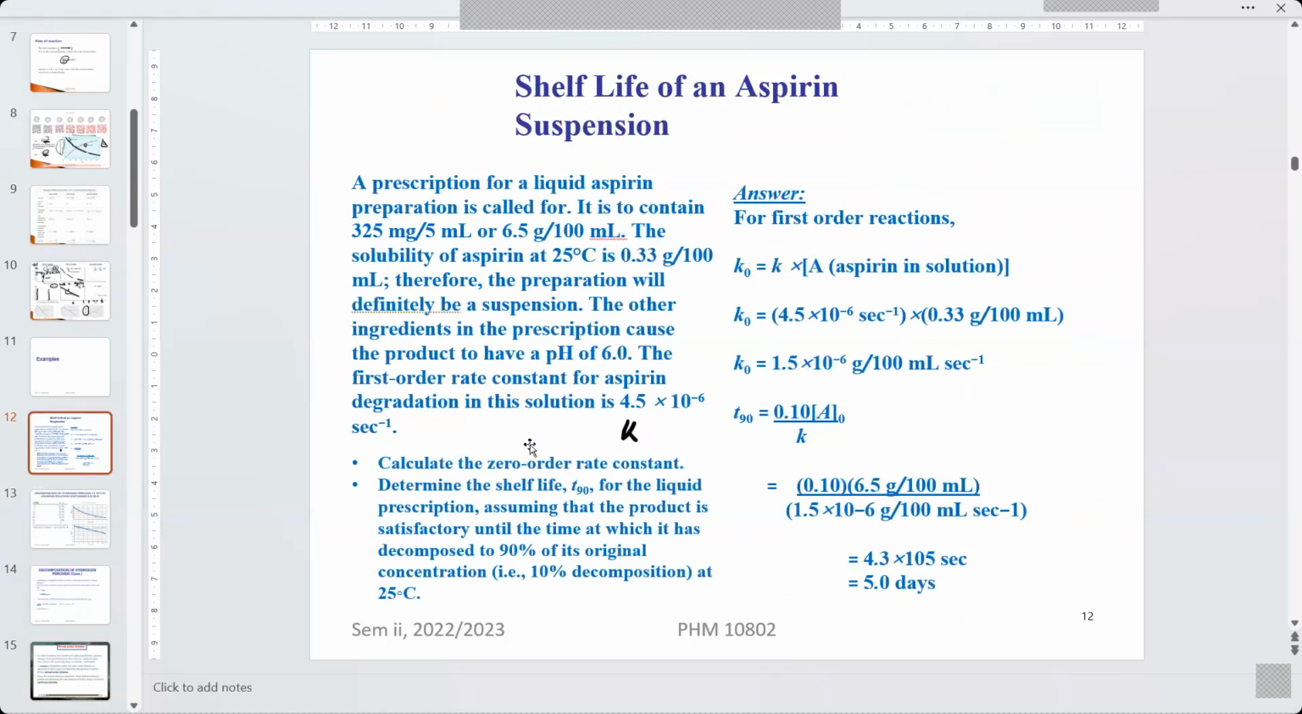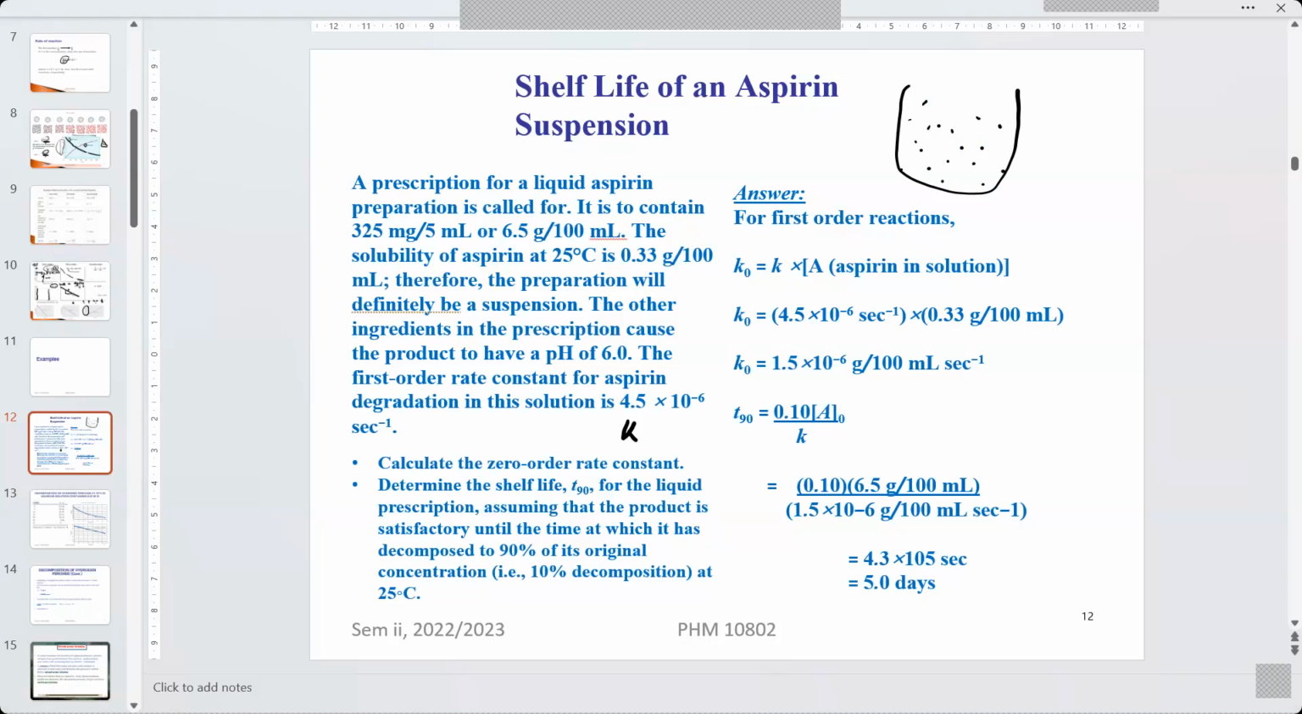So this one is not real zero order, actually it will be pseudo zero order. How does it happen? Now you have a solution. The majority of the drug is already in suspension, and very little of the drug is in solution. But which one will be decomposed? Only the solution, the dissolved part, will be decomposed.